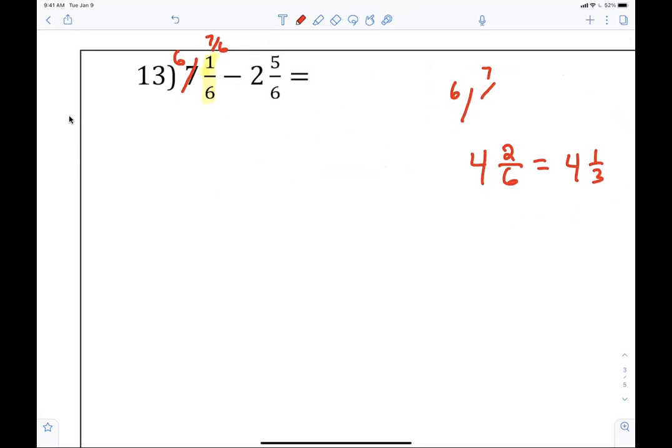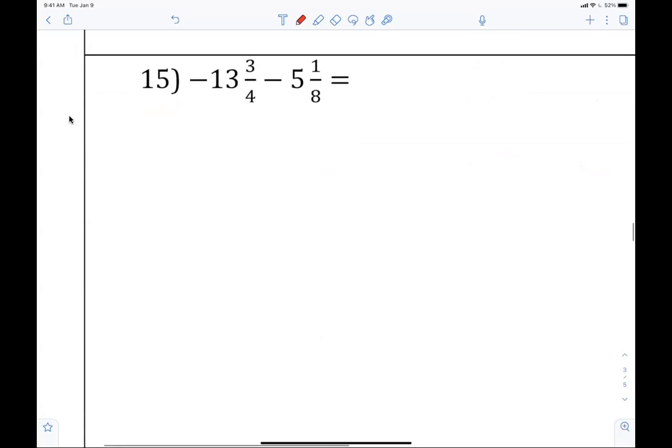All right, you good there? Okay, yes, ma'am. Why would you cross the 7 out? Well, because I can't do 1 minus 5. You see it now, right? Yeah. Whenever the first fraction is smaller than the second fraction, we have to borrow. Good? All right, let's knock out 15.